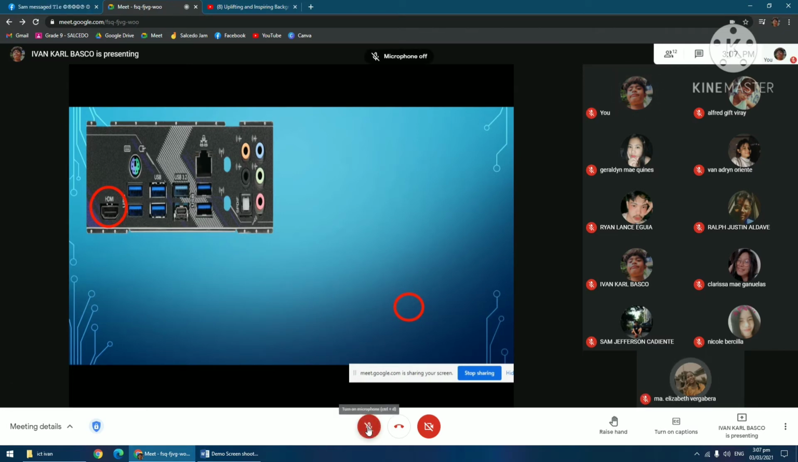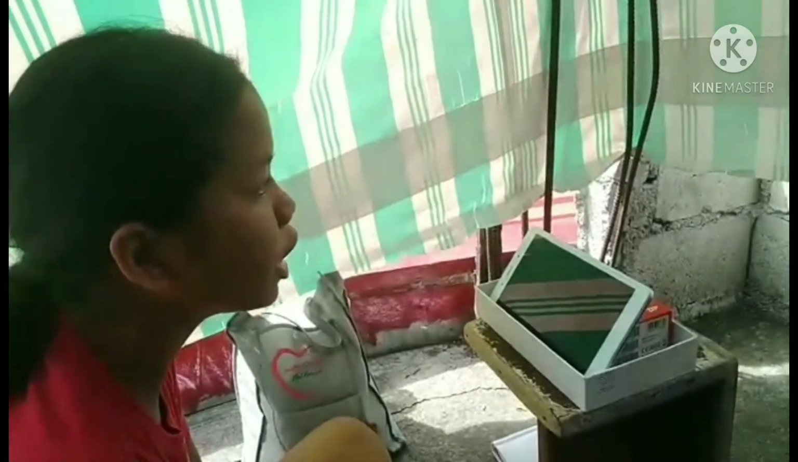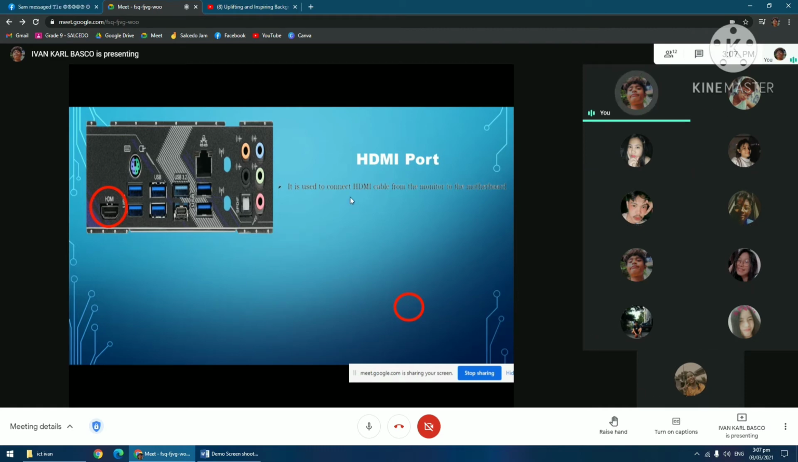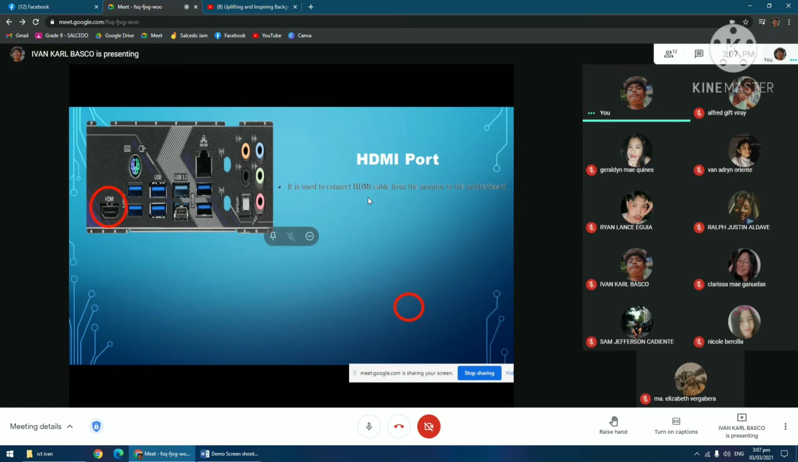HDMI port po. Okay. What is the function? It is used to connect HDMI cable from the monitor to the motherboard. HDMI port is used to connect HDMI cable that transmits digital video that supports up to 4K resolution and also digital audio. It can be used in our computer, laptop, and television. Next picture.